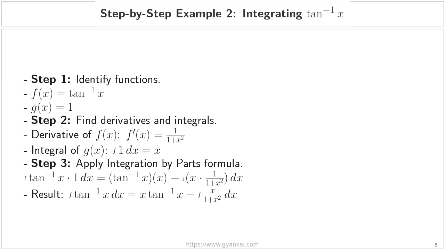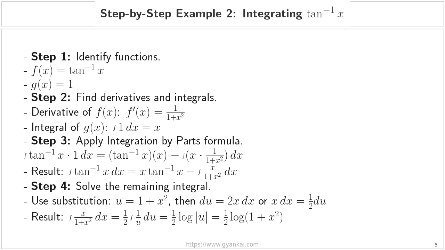We can simplify this to the integral of arctan of x dx equals x times arctan of x minus the integral of x divided by 1 plus x squared dx. Step 4. Solve the remaining integral. Now we're left with a single integral to solve, the integral of x divided by 1 plus x squared dx.